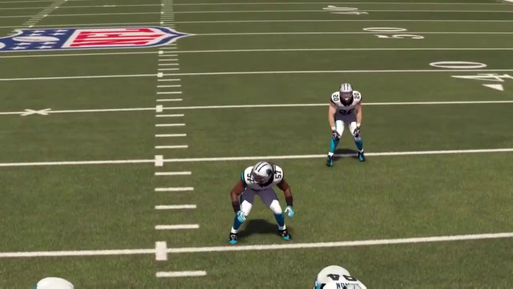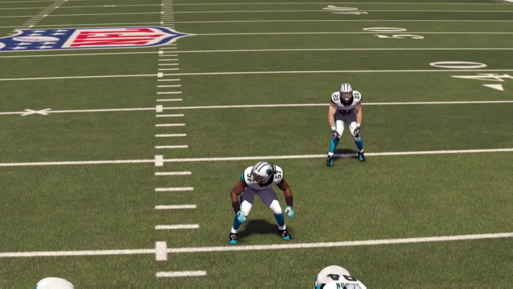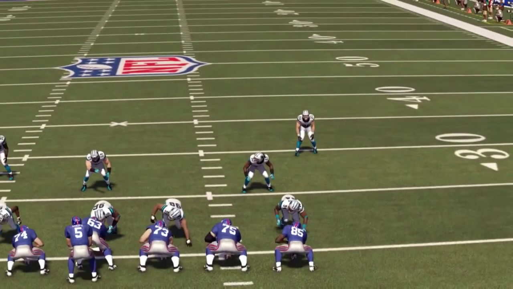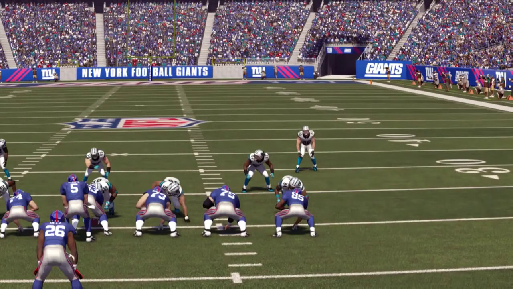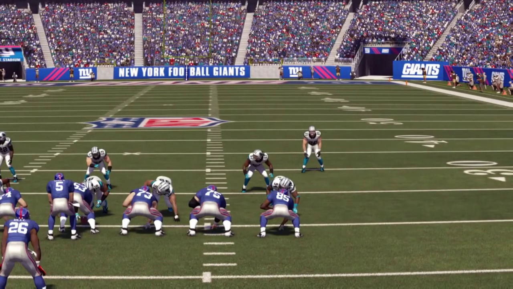So ask yourself, why aren't you a cheeser? This is the best way to get the most yards, right? It's the best way to score touchdowns, right? It's the best way to have the best online record. Why aren't you a cheeser?